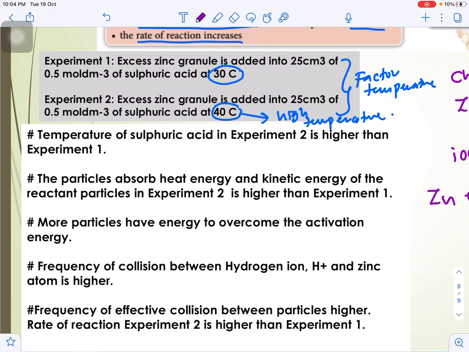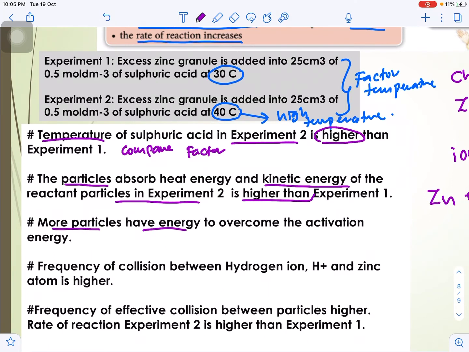Okay, number 1, do the comparison. Kita compare dulu. Temperature of sulfuric acid in experiment 2, compare factor. Experiment 2 is higher than experiment 1. Temperature is higher in experiment 2 than experiment 1. What is the effect when the temperature in experiment 2 is higher? So the particles in experiment 2 absorb heat energy, and the kinetic energy of the reactant particles in experiment 2 will be higher than experiment 1. So bila kita panaskan, kinetic energy dia akan lagi tinggi. Apa efek dia lagi bila kinetic energy dia makin tinggi? So the effect is more particles have the energy, dia ada banyak tenaga untuk buat apa? To overcome the activation energy.